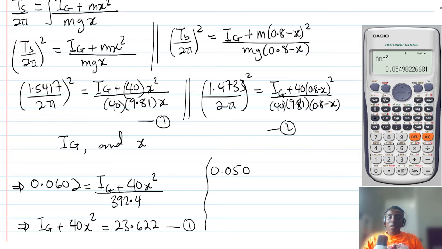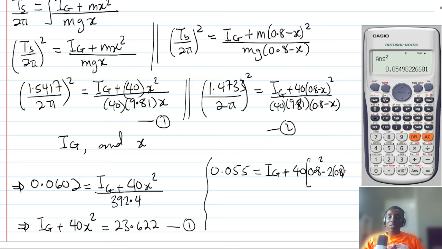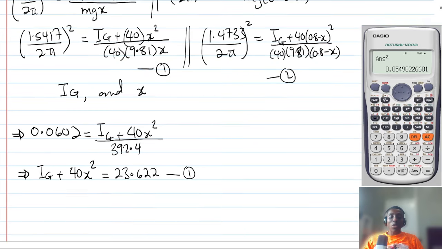0.055, right? So 0.055, and then this is equal to Ig plus... now I want to open up this one quickly. So if you have (0.8 minus x) squared, it's going to be simple. All you have to do is the square of this one, which is 0.8 squared, minus twice the product, which is 2 times 0.8x, and then the square of this one. Maybe let me bring it down, don't worry, let me bring it down.